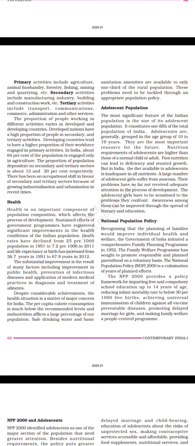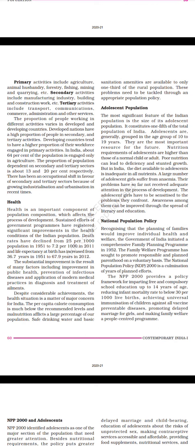The proportion of people working in different activities varies in developed and developing countries. Developed nations have a high proportion of people in secondary and tertiary activities. Developing countries tend to have a higher proportion of their workforce engaged in primary activities. In India, about 64% of the population is engaged only in agriculture. The proportion of population dependent on secondary and tertiary sectors is about 13 and 20% respectively.